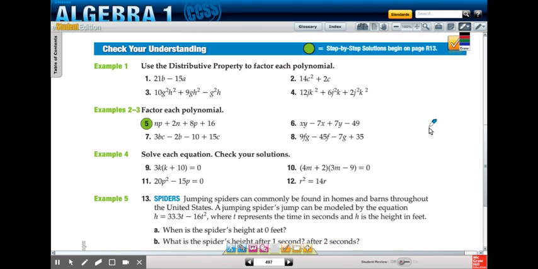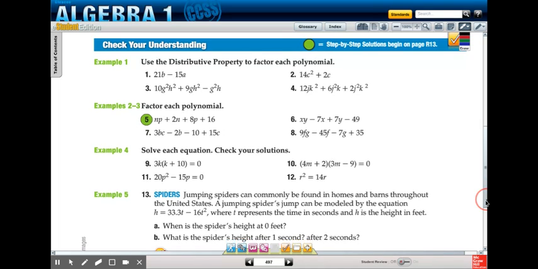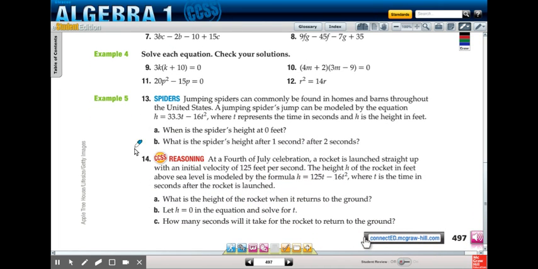Now, the next part here says, I must have reached the bottom of the page, says, check each solution. Or I'm sorry, it says solve each equation. So some of these are pretty straightforward. And like on number 9 here, you have 2 parts already. You can just set each part equal to 0. So 3k equals 0 and k plus 10 equals 0.